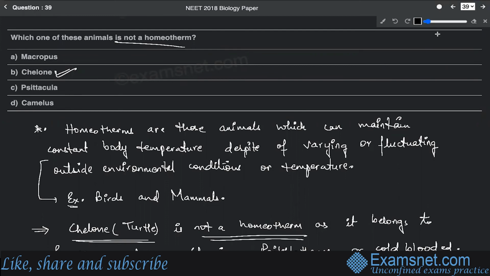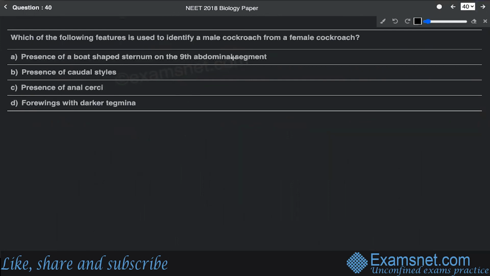Now, question number 40. Question number 40 says that which of the following features is used to identify a male cockroach from a female cockroach? Now, this question has been asked from the chapter of structural organization in animals of your standard 11, and it is from the animal type category cockroach. So there are certain things which we usually use to categorize or differentiate between a male and a female cockroach. All right. So usually male cockroaches have a pair of short thread-like anal styles.